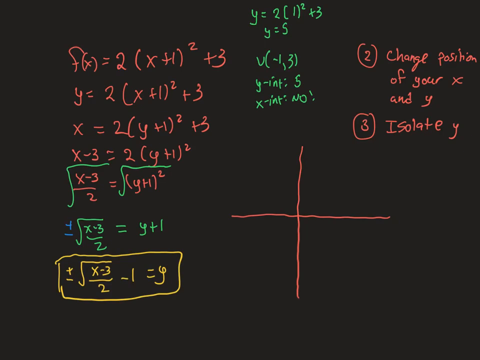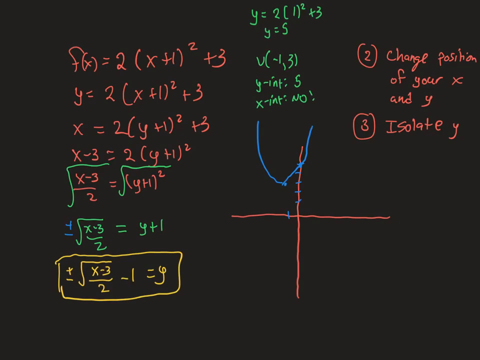So knowing all this information, let's put this into our graph now. You know you have a vertex at -1, 3, a y-intercept at 5, and my a value is positive, meaning it's going to be facing upwards. So you can see this is definitely a function, because if I did the vertical line test, I only touch it once.